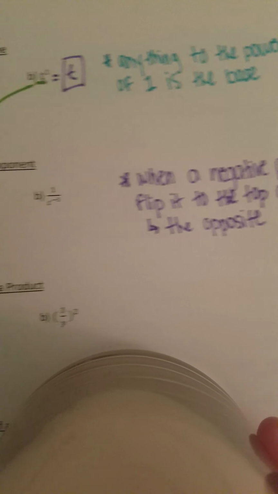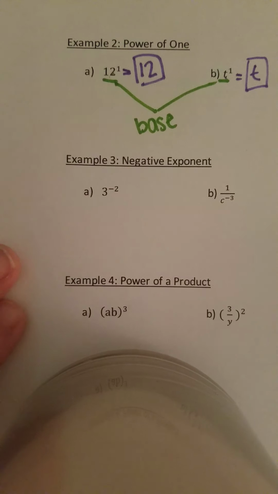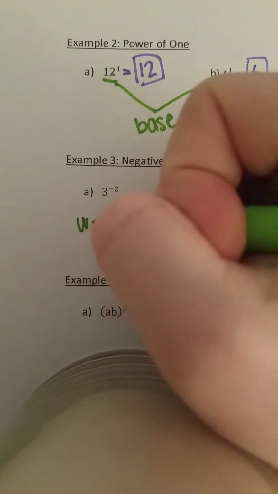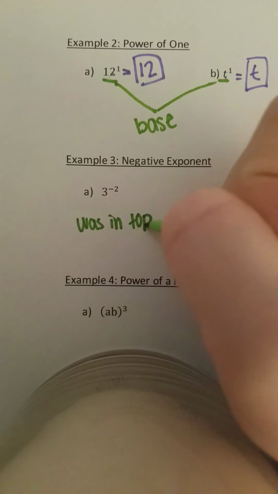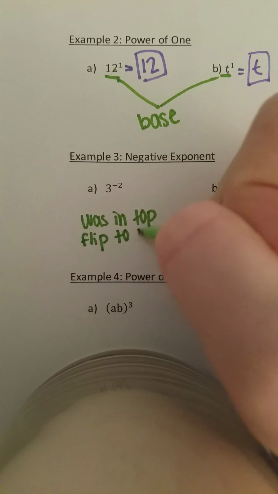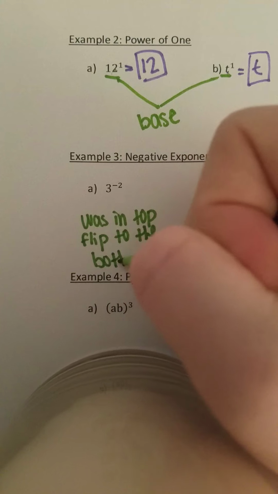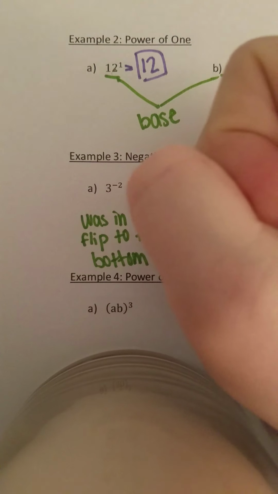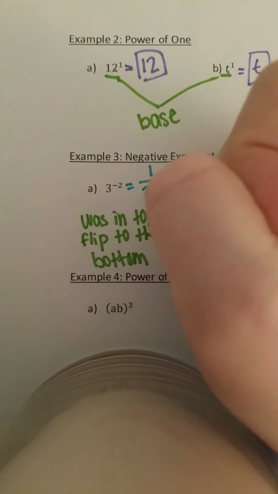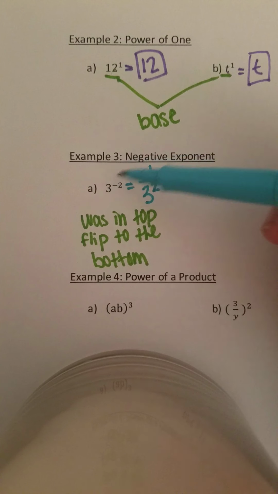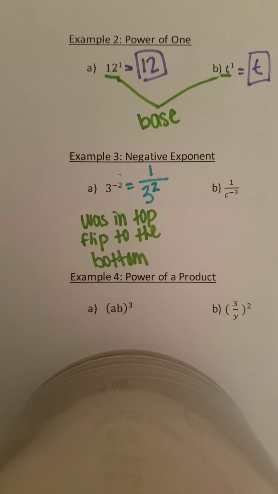So we're going to take a look at our examples A and B. So if you notice, we have a negative exponent. We have a negative 2. So it was in the top. So then we're going to flip to the bottom. And when I say flip to the bottom, you're going to say, okay, what does that actually mean? So we have this number here, and so this is going to be 1 over 3 to the second power. So it was like a whole number, and then we flipped it to the bottom of a fraction.